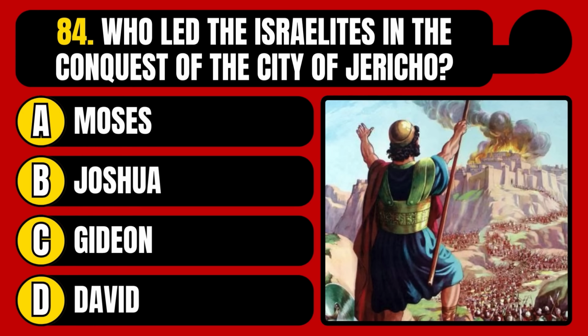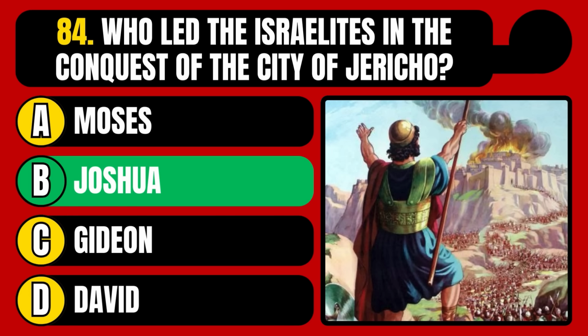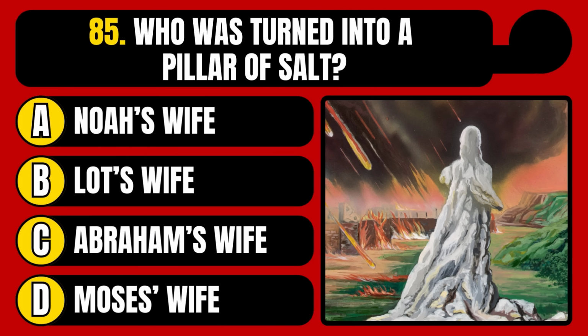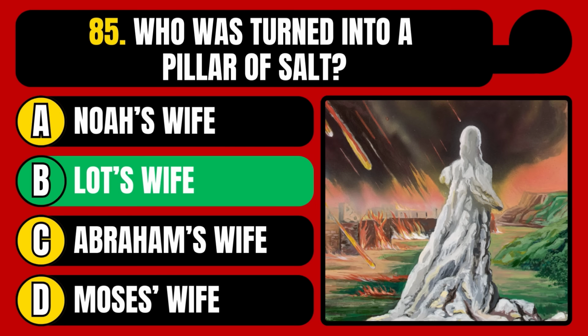Who led the Israelites in the conquest of the city of Jericho? Moses, Joshua, Gideon, or David? The correct answer is option B, Joshua. Who was turned into a pillar of salt? Noah's wife, Lot's wife, Abraham's wife, or Moses' wife? The correct answer is option B, Lot's wife.